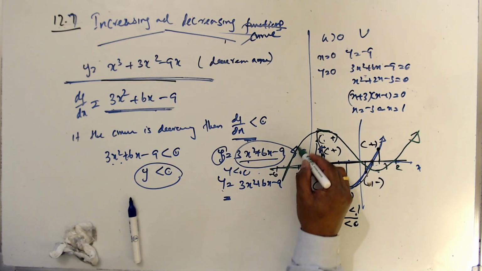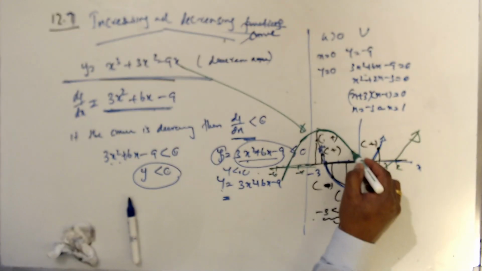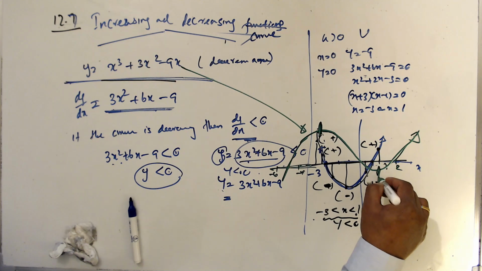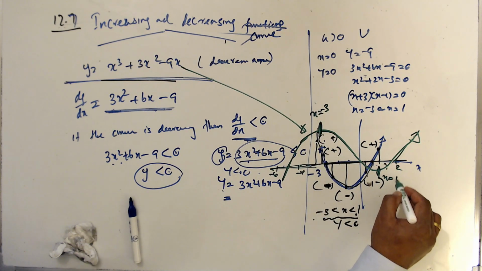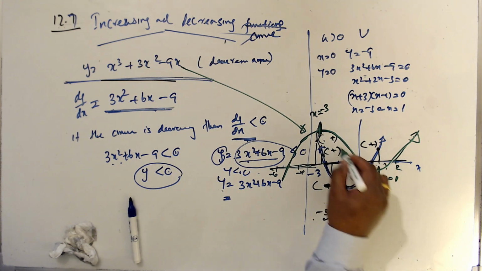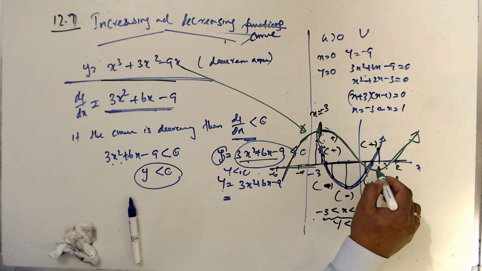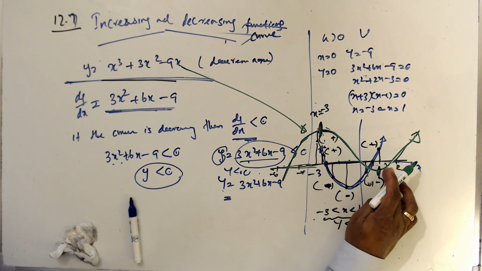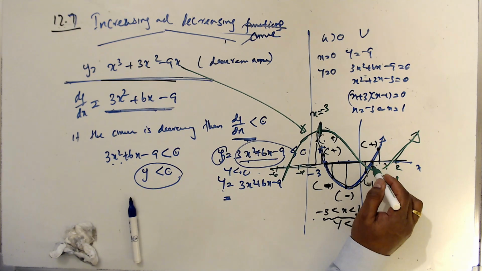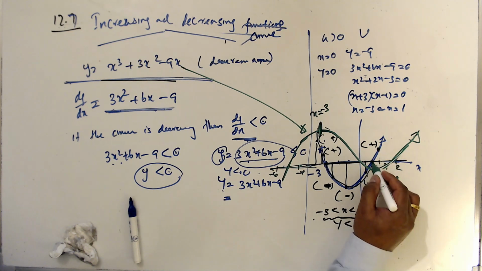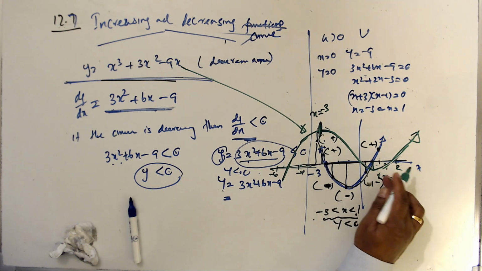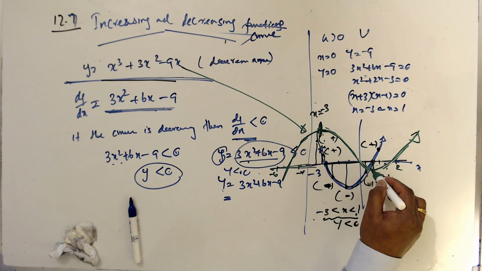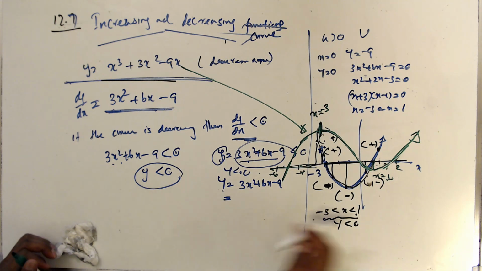Now I draw this curve properly. It's going like this. Can you see from here to here and up to here? This is x equals minus 3, this is x equals 1. Can you see this gradient is negative? If you draw tangent lines, you can see all are negative tangents, negative gradients, up to x equals 1. After that it is positive.